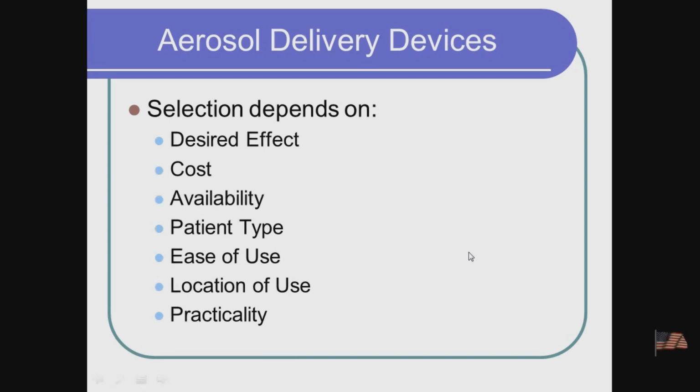So how do you choose which one? Well, it depends on all of these factors. Do I want something that needs to be done rapidly? Well, that's going to dictate something where I'm going to want to use perhaps one device over another. Cost. Some devices cost more. An MDI with a spacer or an MDI with a holding chamber is far more optimal than just an MDI by itself, but it also raises the cost to the patient. Availability. Some drugs are not available in multiple forms. It's only available one way.